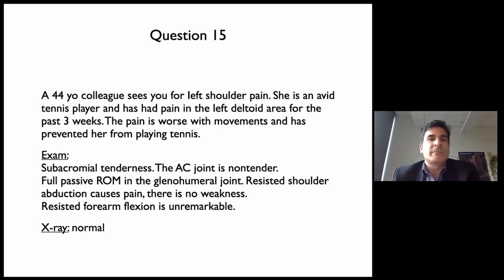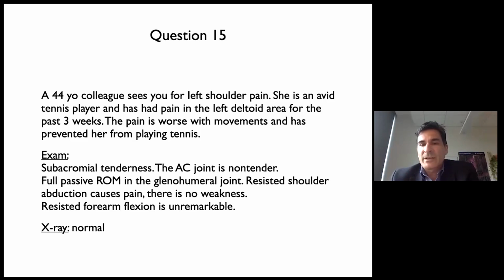Question 15. A 44-year-old colleague sees you for left shoulder pain. She is an avid tennis player and has had pain in the left deltoid area for the past 3 weeks. The pain is worse with movements and has prevented her from playing tennis. On exam, there is subacromial tenderness.